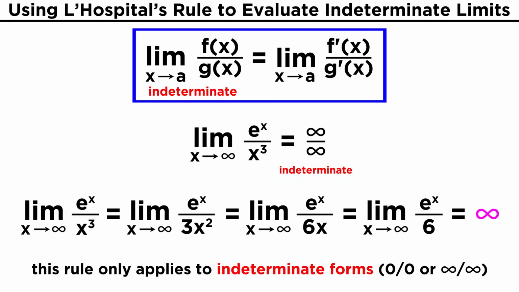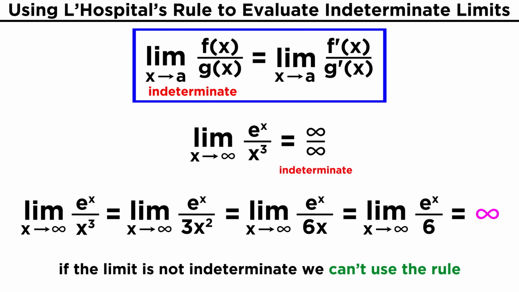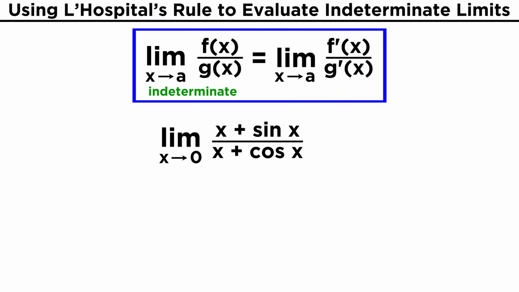Remember, this rule only applies to limits of indeterminate form, so 0 over 0 or some kind of infinity over some kind of infinity. If either the numerator or denominator is not one of these, we can't use the rule, so always check for that first. For example, take something like x plus sine x over x plus cosine x.